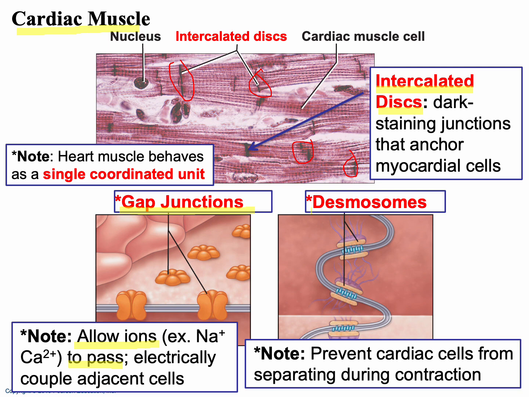Another very important structure to be familiar with are the desmosomes. The desmosomes prevent cardiac muscle cells from separating during the contraction. So we can see those here. Here we have the desmosomes, these funky looking structures. And of course, here we have a gap junction. So just be familiar with these terms.